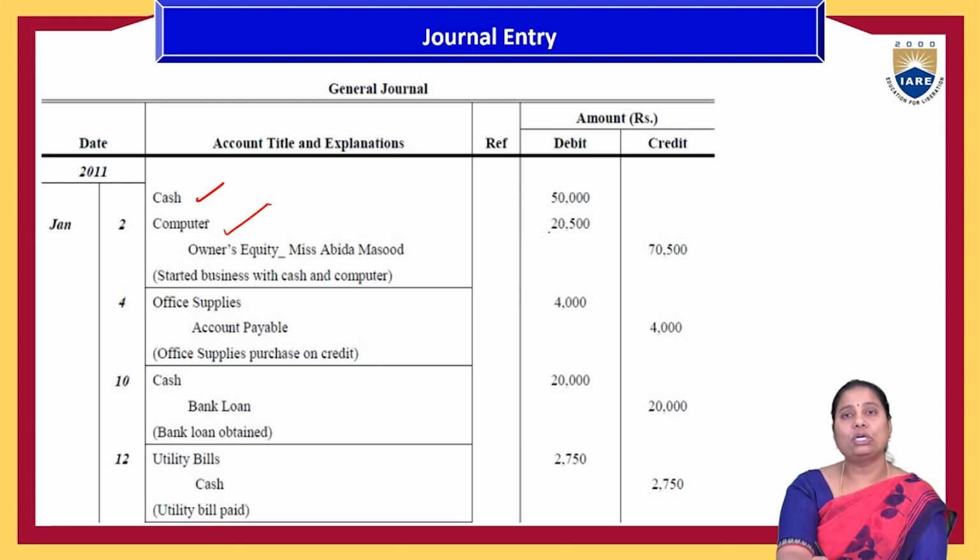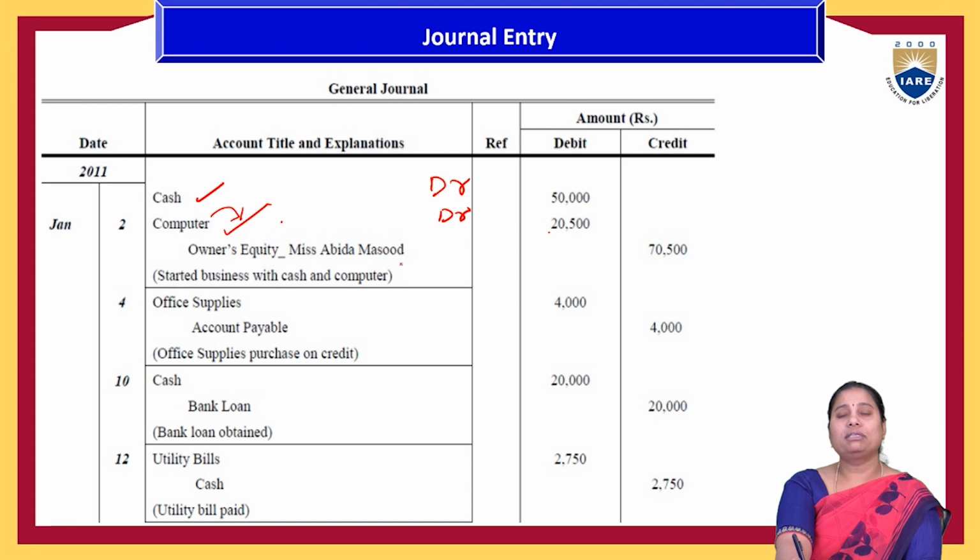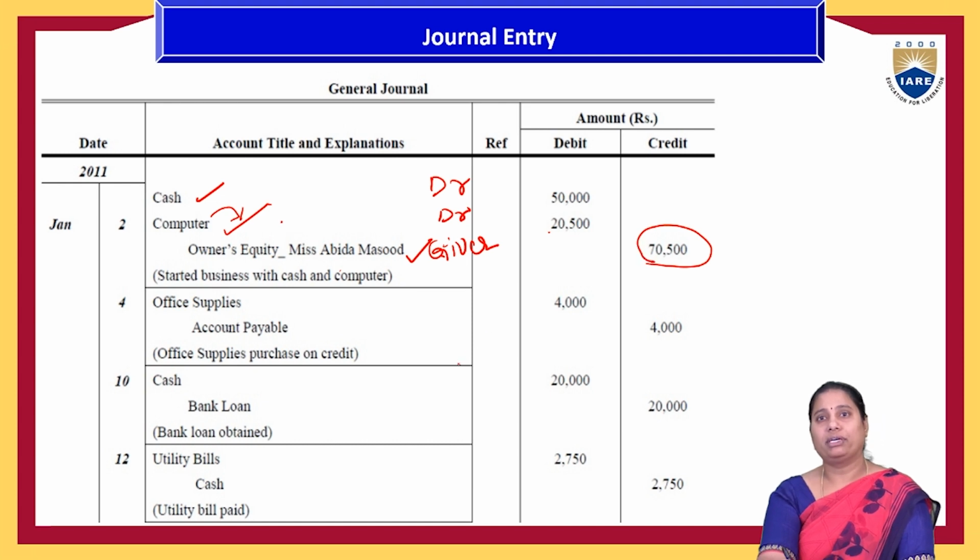Whereas the computers coming into the organization are a real account. Debit what comes in. We have mentioned that under this one. Cash is also coming into the organization. Debit what comes in, debit the receiver, credit the giver. Here the owner is the giver and the business is the receiver. Debit the receiver and credit the giver. They are giving the capital to the organization, so the owner comes under the credit side. The total capital is 70,000.